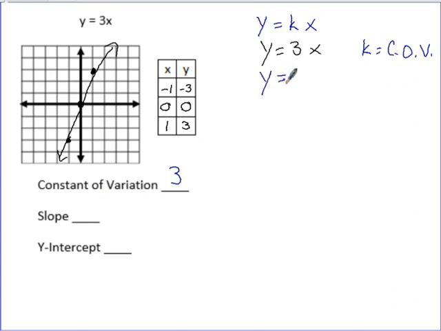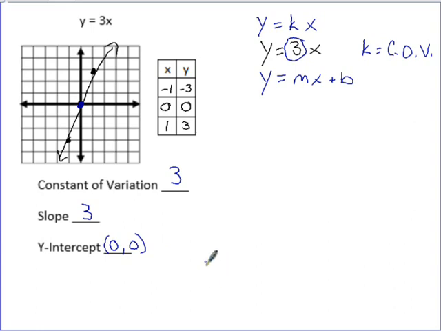Now slope. Remember, slope-intercept form, which we just learned, is y equals mx plus b. So slope is also the number that is being multiplied by x. So slope and constant of variation are the same thing. If we have a direct variation equation, the constant of variation is the slope. They're always the same. Then we need the y-intercept, so I'm going to look at the graph. Where does this line cross the y-axis? It's right there, and remember the y-intercept is a point, so it's (0, 0).